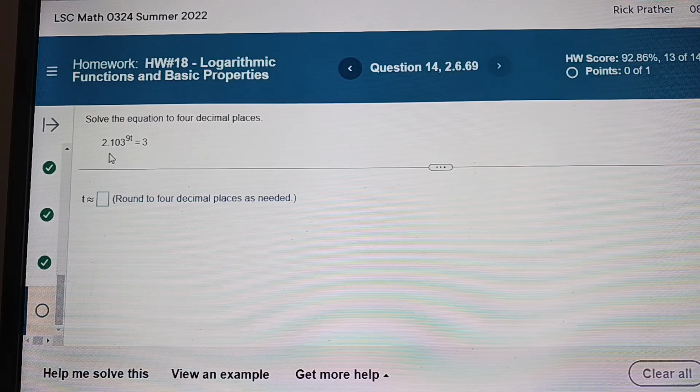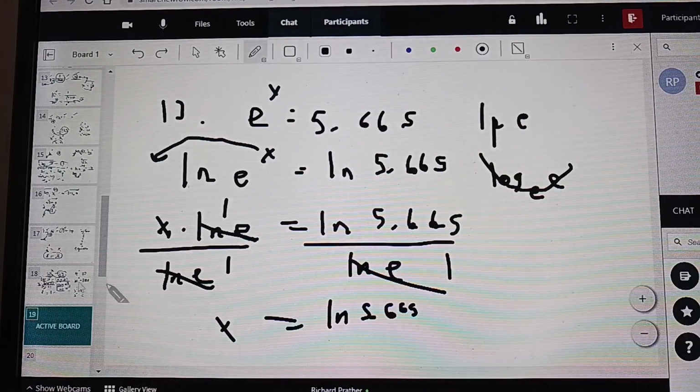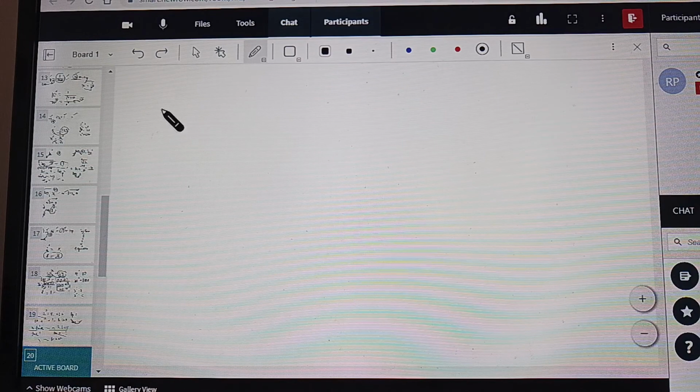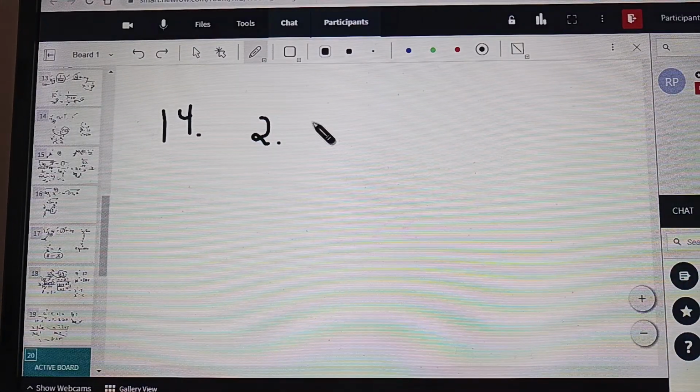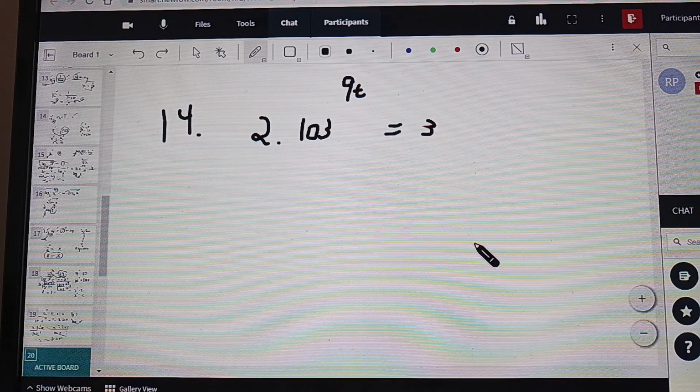And finally, we've got 2.103 to the 9t equals 3. We're clearly not going to make those bases the same. There's no way 3 is ever going to look like 2.1. And I don't see any e's here, so I would just put log on each side.